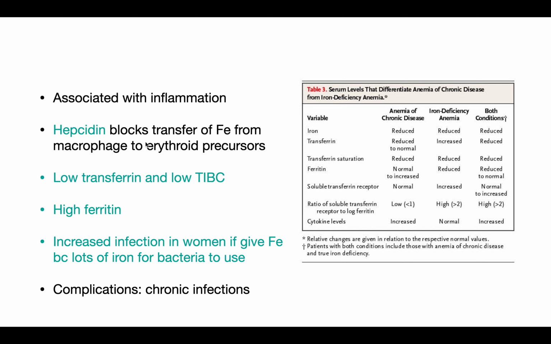Due to the higher hepcidin level, there's going to be low transferrin and low total iron binding capacity. There's high ferritin, so there's more sequestration of the iron. And if you give patients too much iron, especially women, there is an increased amount of infections, or there can be chronic infections due to the iron available for the bacteria.